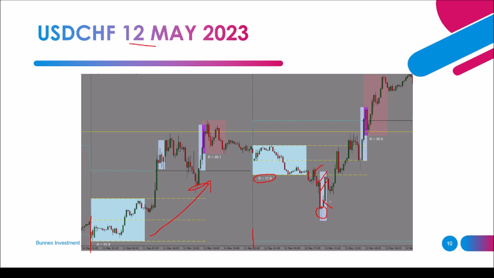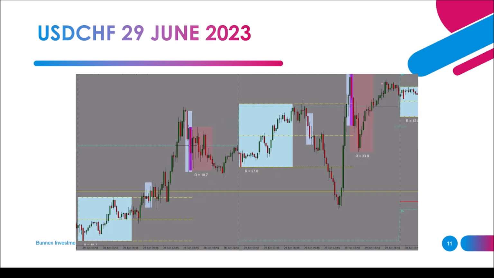For our exit, we start another count where we had 1, 2, and 3 in the Asian session. That is where we made our exit.